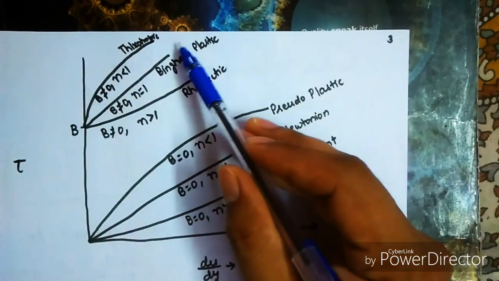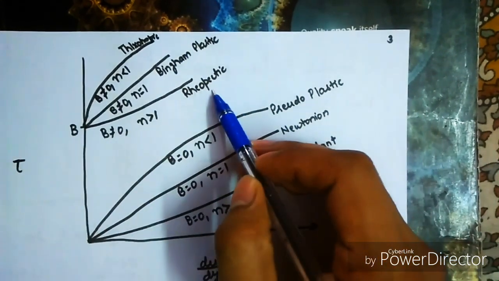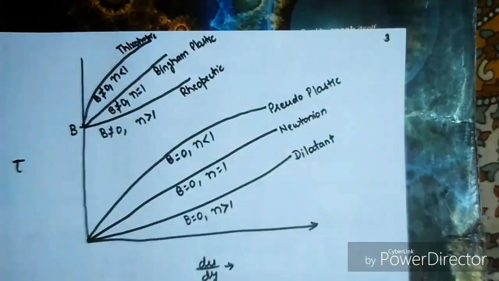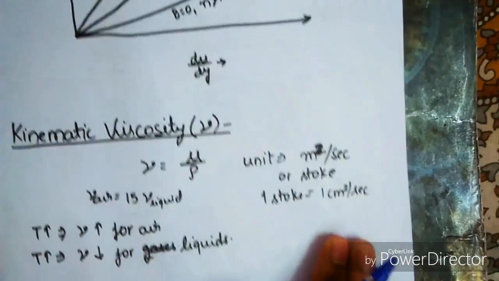Okay, now this is the linear behavior. Now if this is increasing behavior, n is greater than 1, then it is rheopectic, and if n is less than 1, then this is thixotropic fluid. Okay, moving ahead with kinematic viscosity.